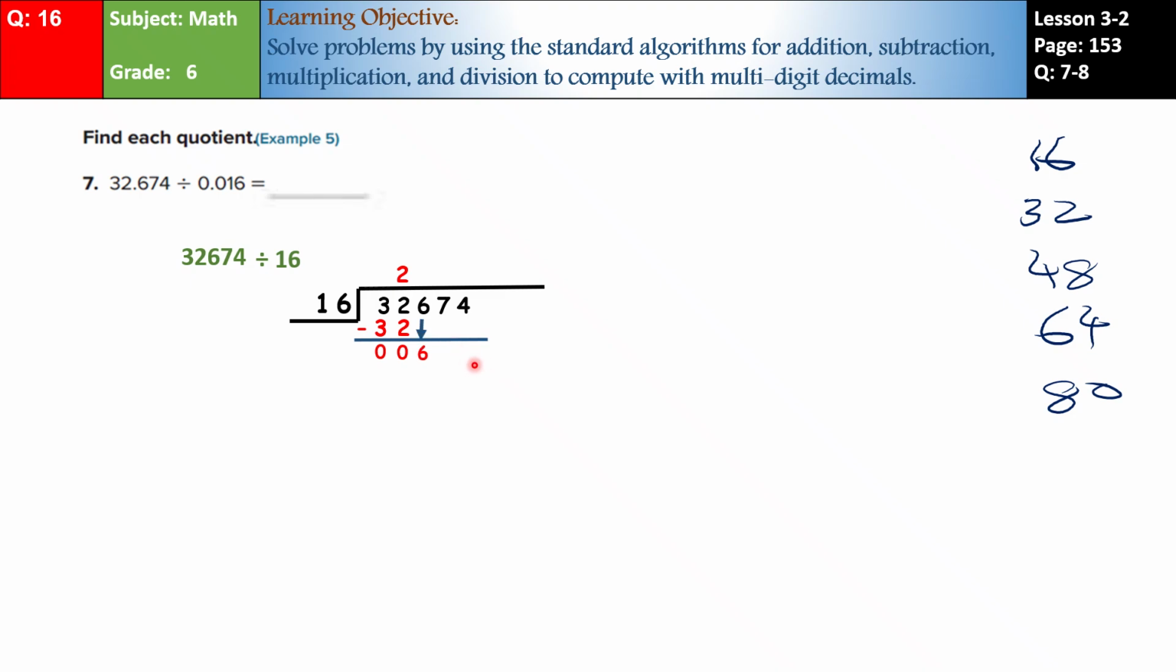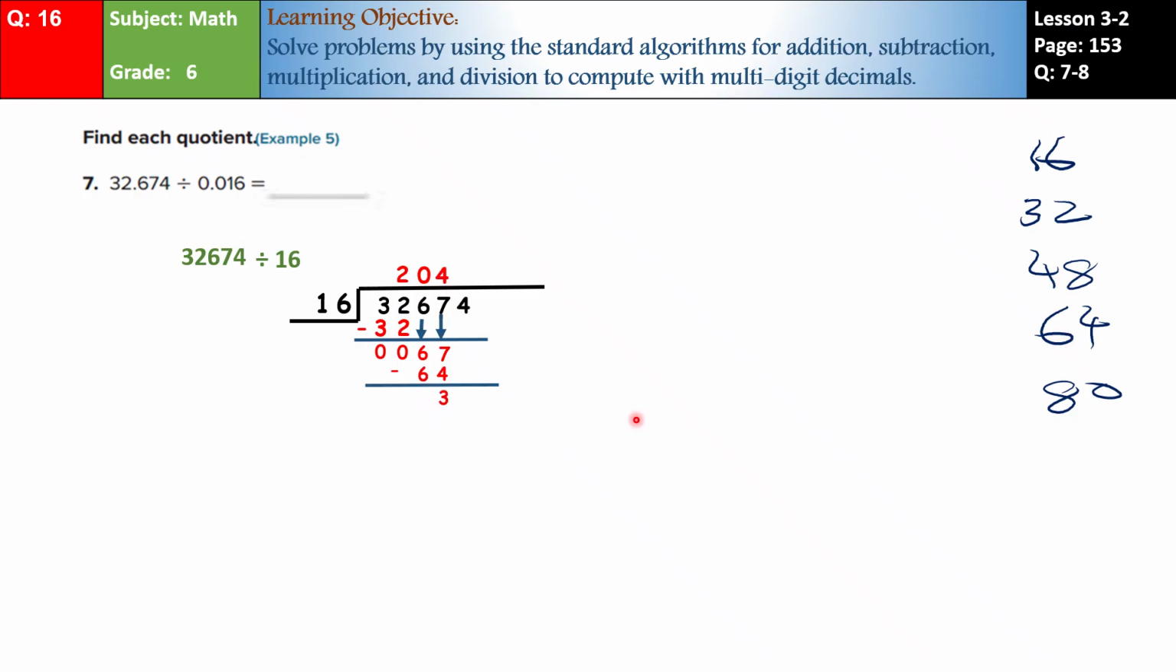Bring 6 down. Now, 6 is less than 16. I cannot divide. I need to bring 7 down. But I cannot bring two numbers down together. So what I am going to do, I will put a 0 up. That will let me bring 7 down. Now, it is 67 and here we do have 64. How many times? 1, 2, 3, 4. So 16 times 4 gives me 64.